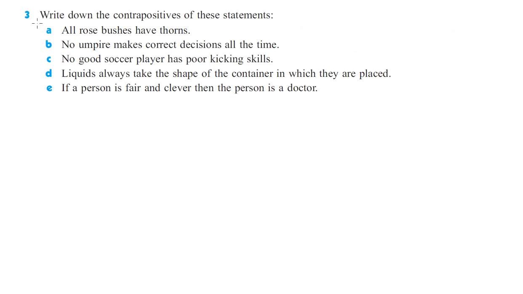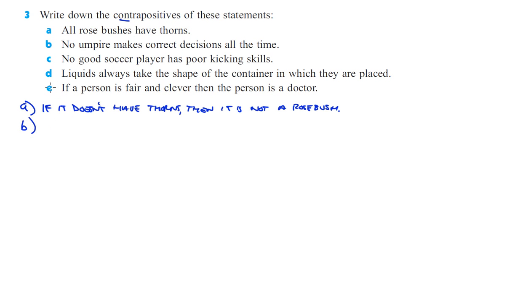All right, so on this one here, number 3, write down the contrapositives of these statements. So remember, that's both the opposite and the negation. So opposite and negation. All right, so for A, all rose bushes have thorns. So then we would say if it doesn't have thorns, then it's not a rose bush. Okay? For B, no umpire makes correct decisions all the time. So if someone does not make correct decisions all the time, then they are not an umpire.